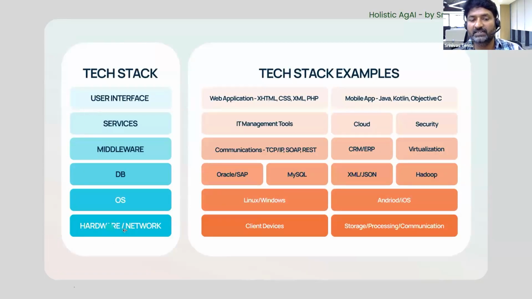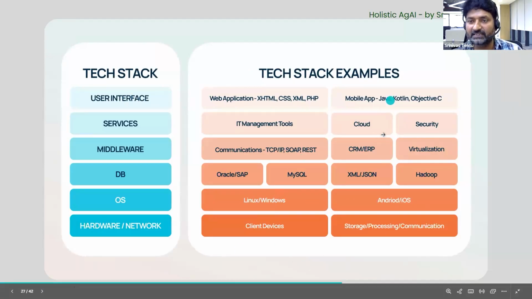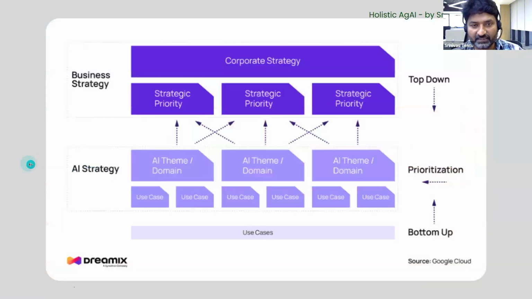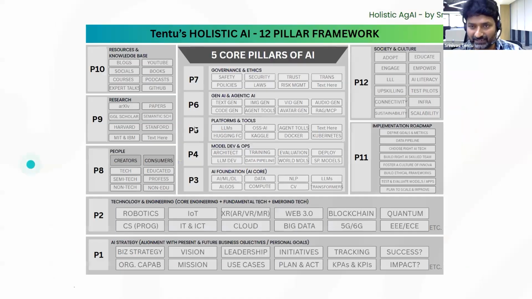Ultimately, it always starts with hardware and networking, then operating system, then database, then middleware, services, user interface. This is where the user is going to interact. And if it is a web application, there are different kinds of tech stacks, and for mobile applications, different kinds of tech stacks you have to use. But fundamentally, first try to understand the big picture.